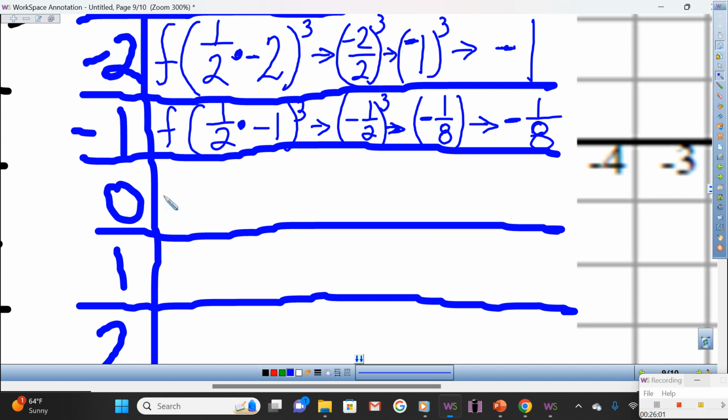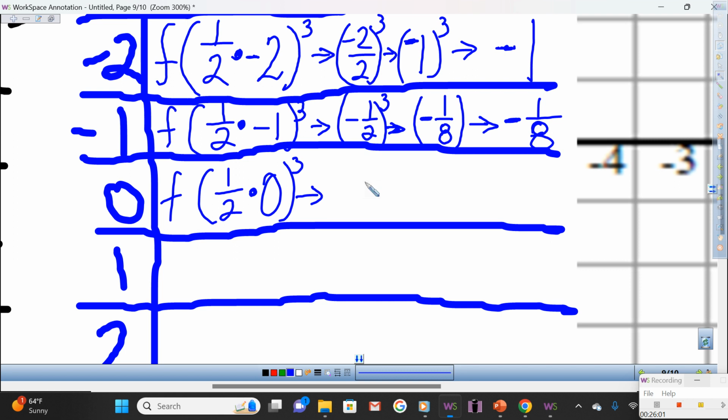All right. Don, tell me what to write. Oh, you're coming, Don? Okay. Tell me what to write, Dom. So this times that is 0. What is 0 cubed, everyone? 0. All right, there it is.